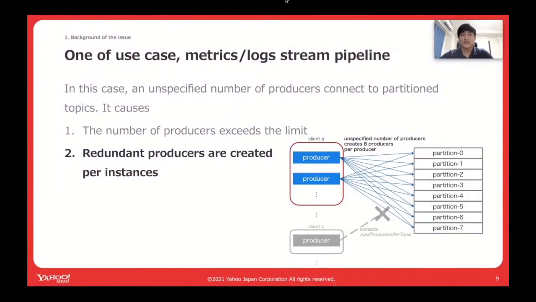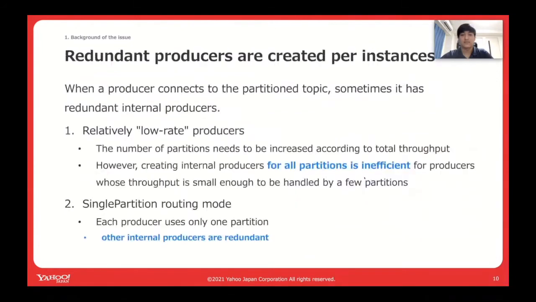I'll explain the second issue with this image. When connecting to the partitioned topic, sometimes it has redundant internal producers. Some cases are as below. First, relatively low-loaded producers. The number of partitions needs to be increased according to the total throughput. However, creating internal producers for all partitions is inefficient for producers whose throughput is small enough to be handled by a few partitions.